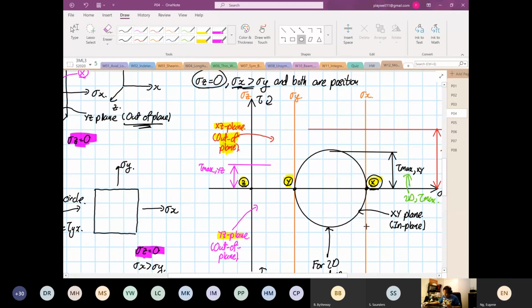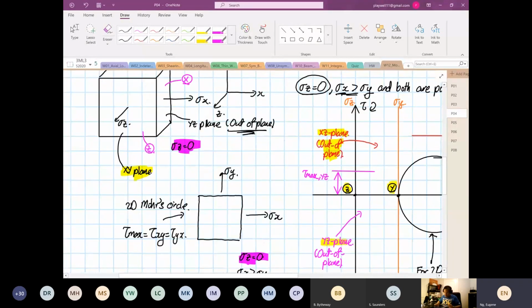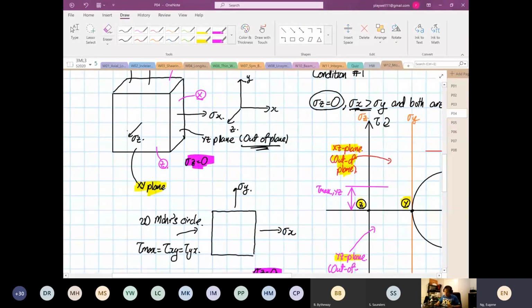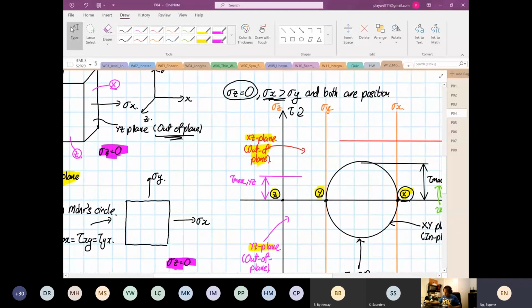So this is your xy, and this circle is your in-plane circle. I repeat again, this circle is your in-plane circle because the surface area is the biggest, okay? And then the next circle that you can construct is your YZ plane, okay? So this is your YZ plane.